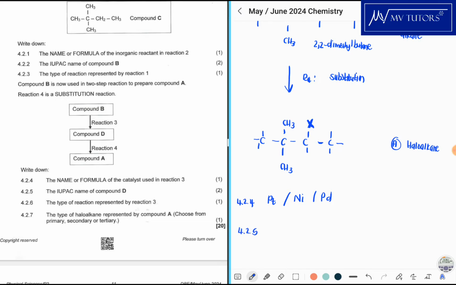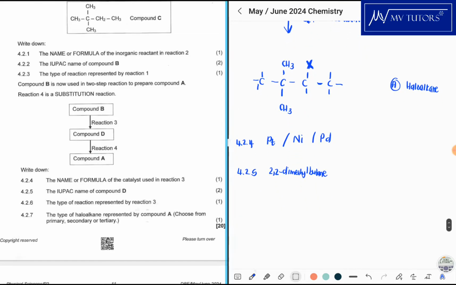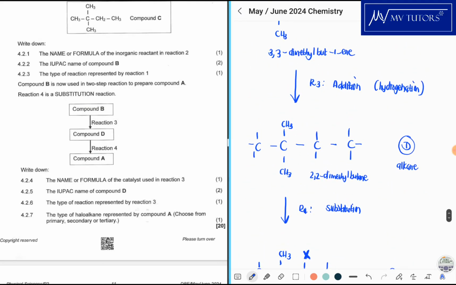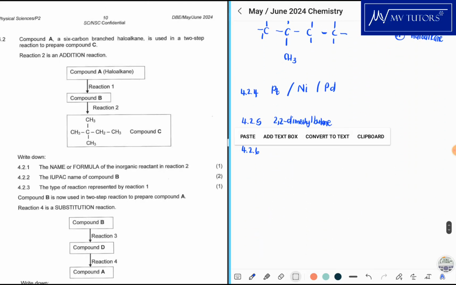Now the IUPAC name for compound D. Okay, so the IUPAC name for compound D, that is basically, we wrote it down here, 2,2-dimethylbutane. Okay. And then 4.2.6. The type of reaction represented by reaction 3, well, we're going to say it's an addition reaction, which is hydrogenation. So, can put it right there.